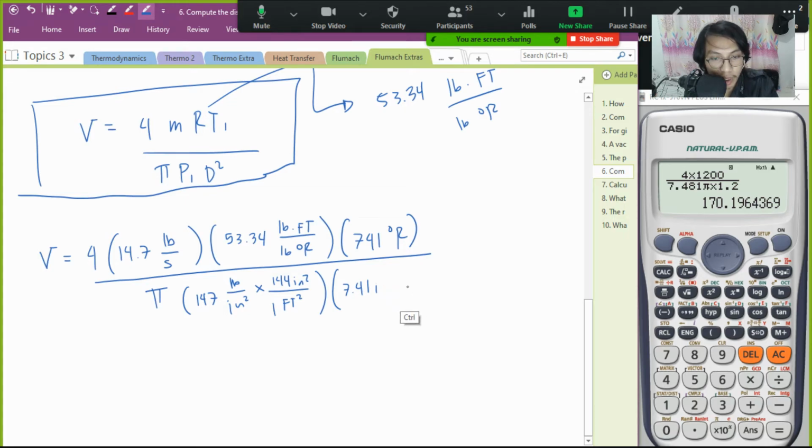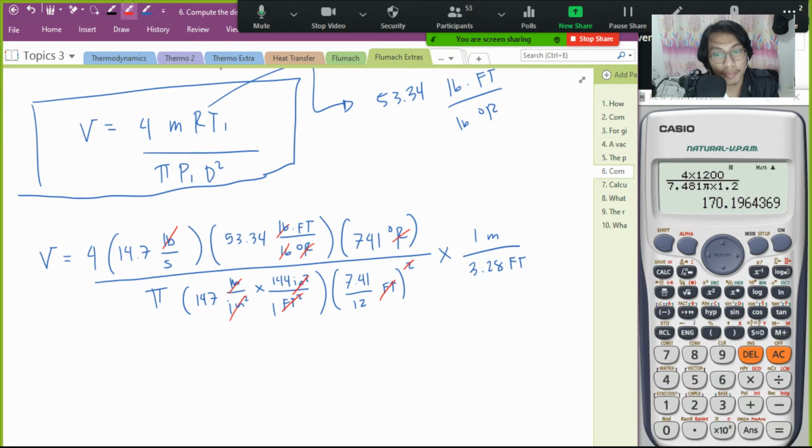Op, gawin ko na agad feet. 7.41 divide by 12 para maging feet squared. Okay, cancel all the same units. Ang lalabas dyan is feet per second. Okay? But feet per second. So, meron kang cancel natin si pound, pound, inch squared. Okay? Feet squared. So, feet, Rankine. Feet per second ang lumabas. O, kailangan natin ng conversion of unit. 3.28 feet is 1 meter. Cancel natin si feet. Ang lumabas na is seconds tsaka meters.